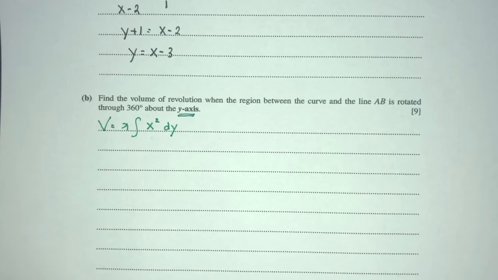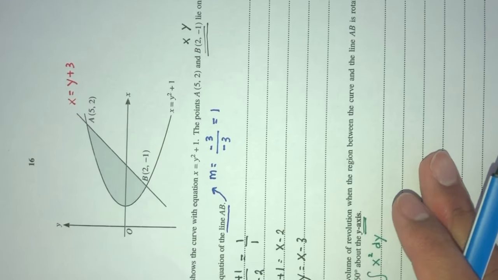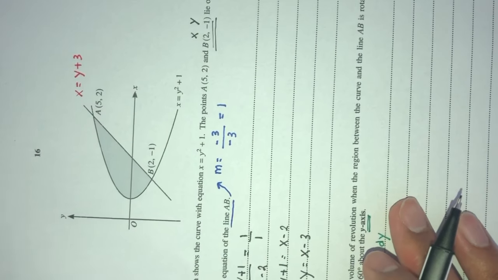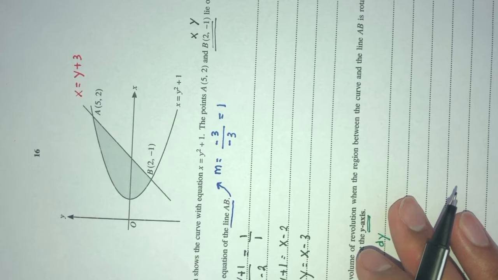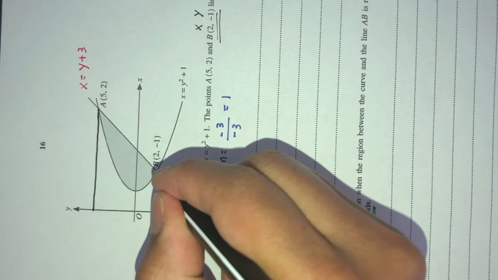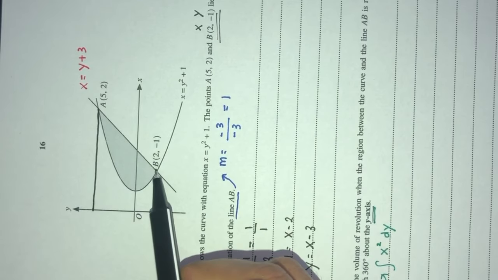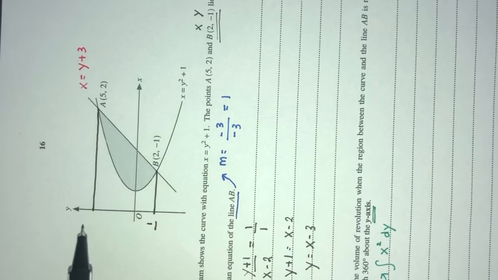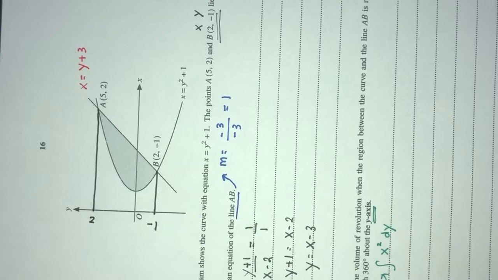Now, understand this by observation. What is the volume of this region? We can think of this as area to begin with. Usually we have to look at the limits first, the value here and the value here. This is the point 2, minus 1, this is minus 1. This is the point 5, 2, this is the point 2. So these are the limits of your integration.